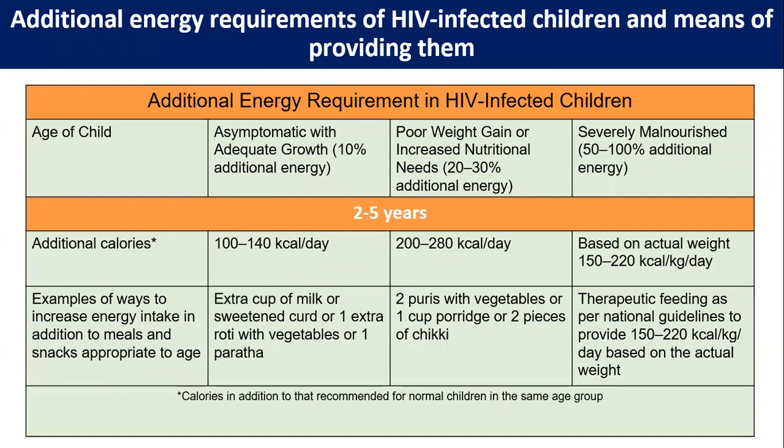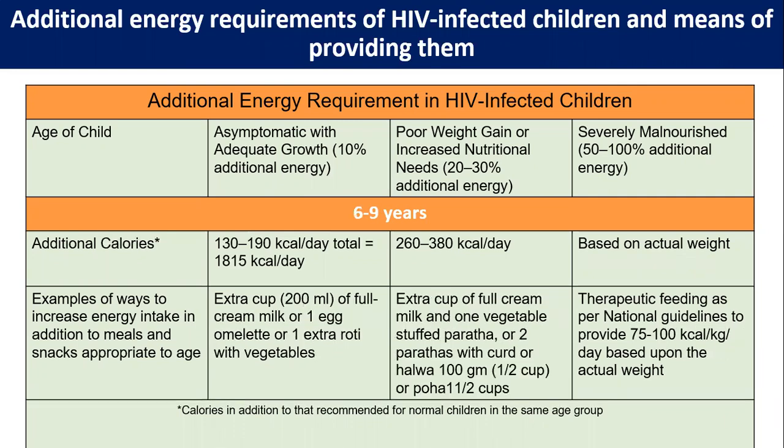Next. Similarly, for 2 to 5 years, they will require additional calories of 200 to 140 kilocalories if they are asymptomatic. If there is poor weight gain and increased nutrition requirement, they will need 200 to 280 kilocalories per day. And if severely malnourished, 50 to 100% of the additional energy requirement will be there. This can be met by adding an extra cup of milk, sweetened curd, one extra roti, one vegetable serving, or one paratha. Similarly, you have to tailor-make the diet as per their requirement. Next.